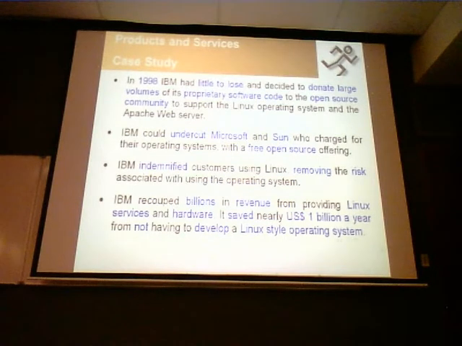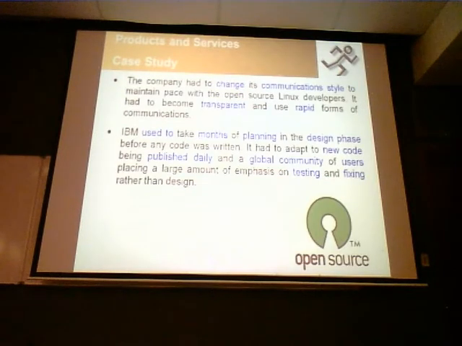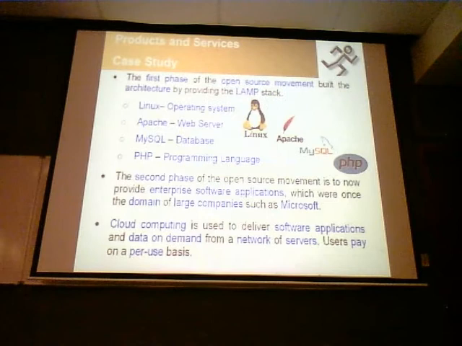And they didn't have to spend $1 billion a year on developing their operating system. That was done in the open source community. They had to change their culture and style, had to speed up. They couldn't spend months in planning and designing and developing software. They had to just get it out and test it very quickly.